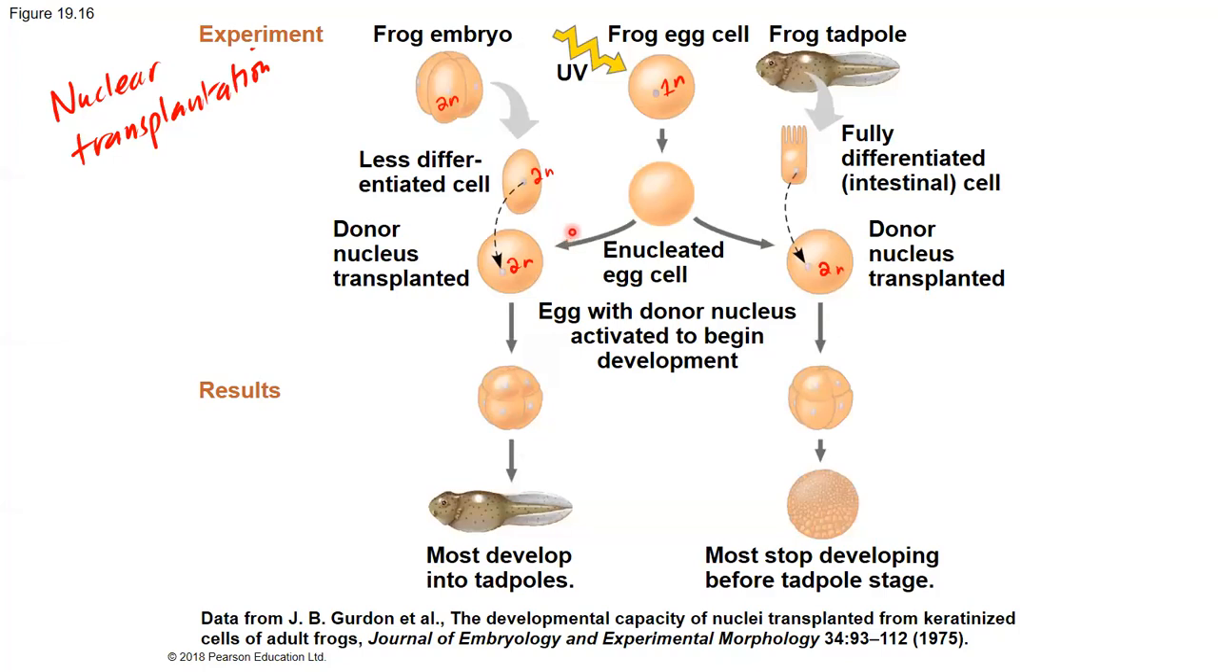Now, why do you think the nucleus from less differentiated cells was able to allow the development of the embryo into a tadpole, compared to the fully differentiated cell, which was unable to direct the development into the tadpole stage? What do you think? What is the difference between the nucleus from this cell and the nucleus from this cell? What is the difference between them? Anyone?